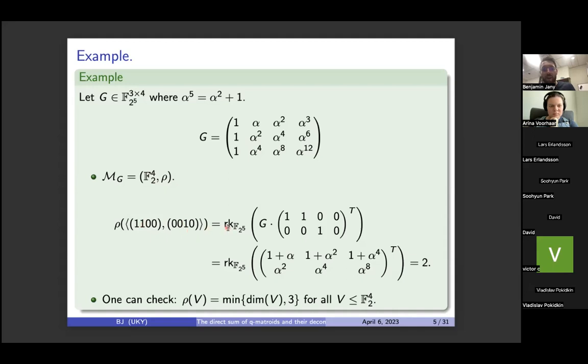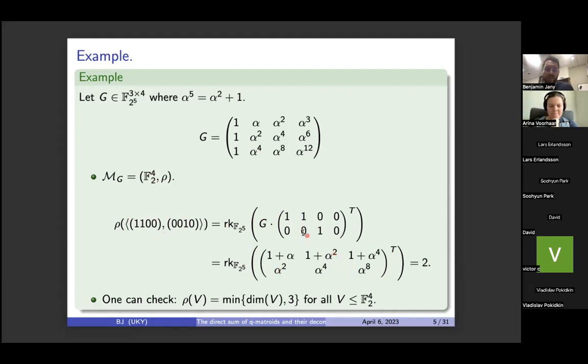Now we want to consider the rank of all subspaces of F_2^4. So let's choose, for example, the space generated by those two elements. To find the rank, we take the product between G and a matrix whose column space is equal to that space. I can just put this basis of the space as a column matrix like that, multiply G and that matrix together, and then look at the rank of this matrix.